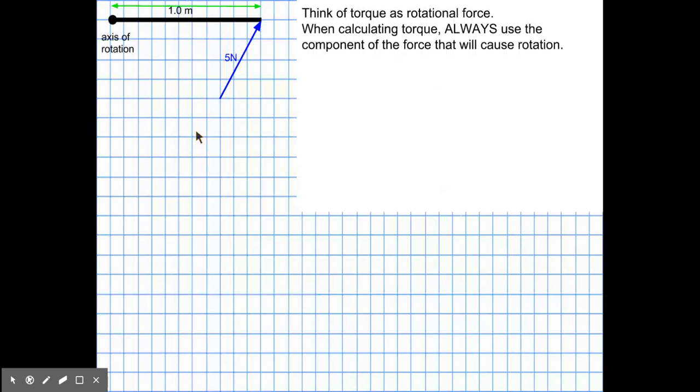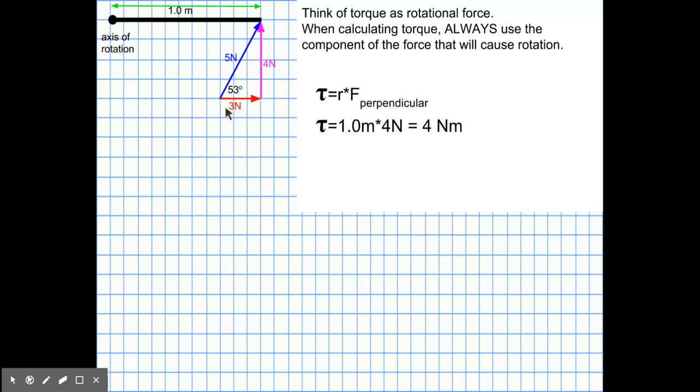And that's how torque can be applied. Now, in this example, let's say it's a similar example where we're looking at the top of a door, and there's the hinges, the axis of rotation, and we're applying this 5 Newton force 1 meter away from the axis of rotation. What I want you guys to do is think of torque as a rotational force. When calculating torque, always use the component of the force that will cause rotation. And that component of the force is the perpendicular component of the force. So the perpendicular component of this force is this 4 Newton force there. It's perpendicular to our object there.